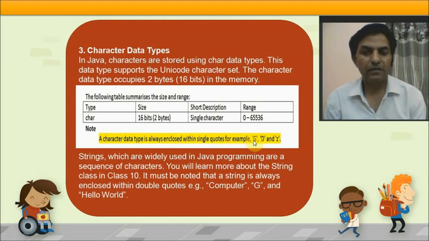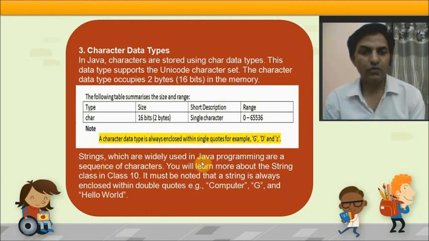Note, a character data type is always enclosed within single quotes, for example 'G'. If you use G in single quotes, that is a representation of a character. We can use a dollar symbol, a special symbol, anything, but it should be in single quotes. It always represents a character. Z in single quotes is a character. We can write 1 in single quotes, it represents a character. @ in single quotes also represents a character.